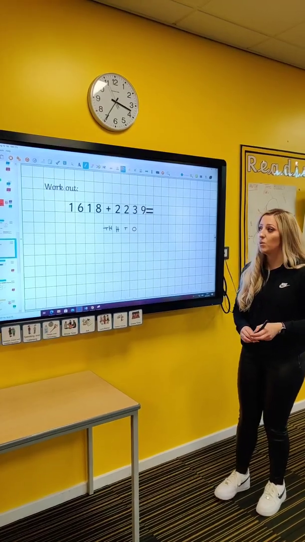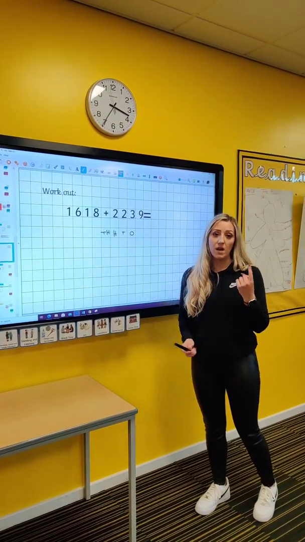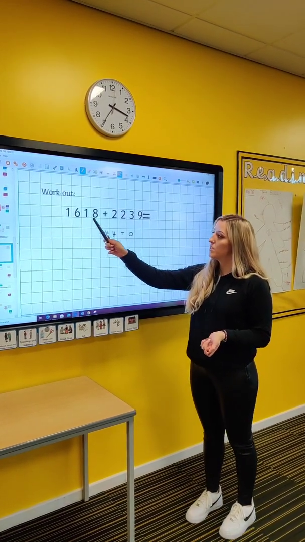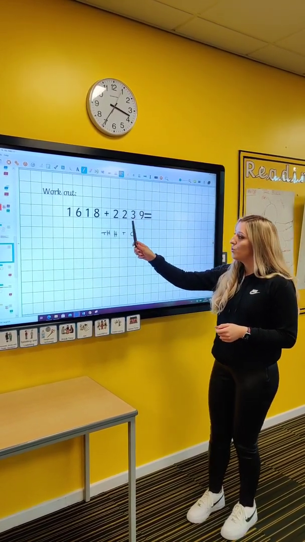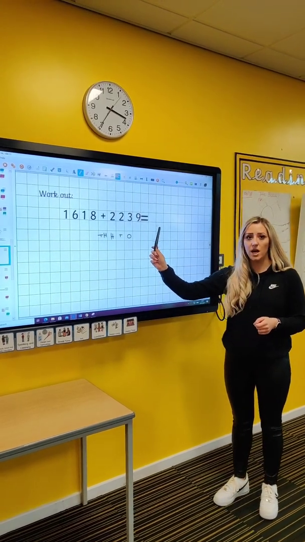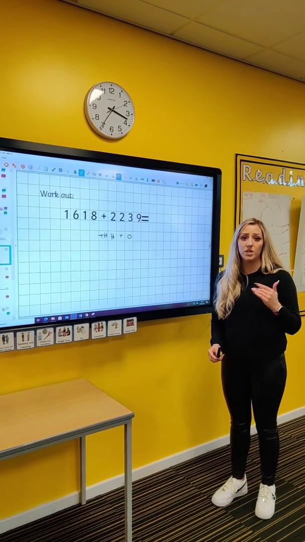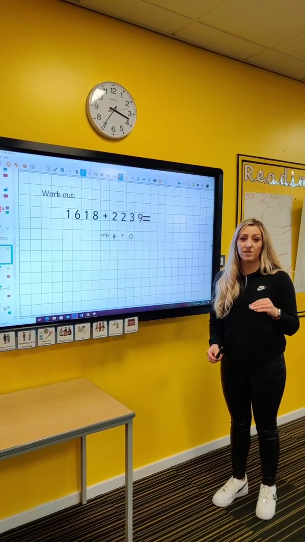Now I'm going to show you a worked example where I'm exchanging one digit. Okay, so I've got the numbers 1618 add 2239. Now that's quite tricky to add in your head, so that's why we use the column addition method. So I'm going to show you how to set that out.